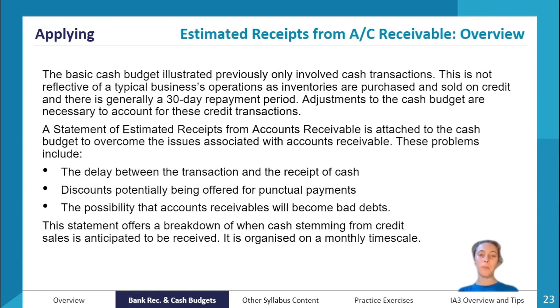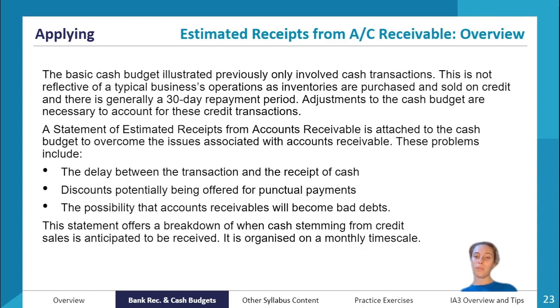Okay, so now let's zoom in to the statement of estimated receipts from accounts receivable. So the basic cash budget that we just looked at only involved our cash transactions. Now, this doesn't actually reflect the way a typical business is going to operate because, of course, inventories are usually purchased and sold on credit as well. It's not all about cash. We don't carry cash around like that. We often pay using a card.